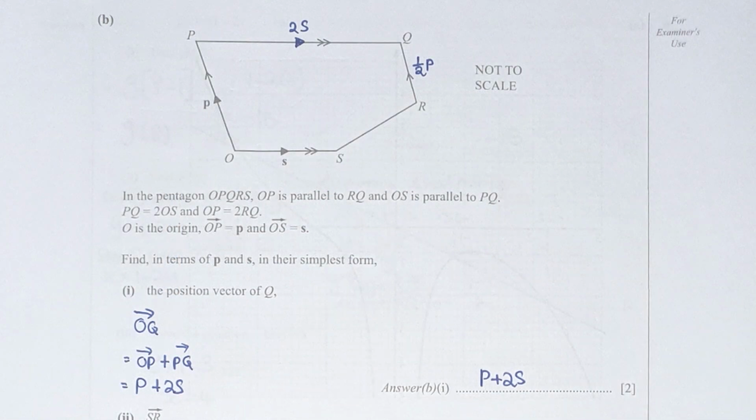For question 5, part B, the position vector of Q simply represents OQ. Two things are labeled in the graph: PQ's value, which is 2S, indicated by PQ equals 2OS, and the other one, OP equals 2RQ. So RQ's value will actually be half P. To find the position vector of Q, simply take OP plus PQ. Your result will be P plus 2S.